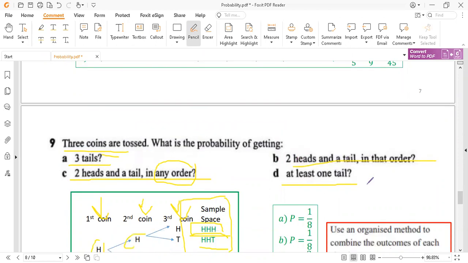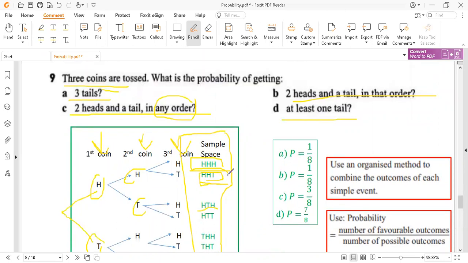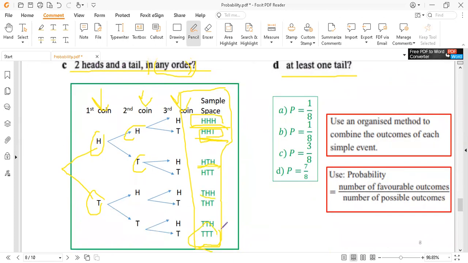B, 2 heads and a tail, 2 heads and a tail in that order: 1, 2, 3. Okay, we have 1 from 8. We don't have another 2 heads and a tail in that order, but in any order, what matters is to have the same 2 heads and 1 tail in the same event, without caring about the order. So we have a 1, we have a 2, we have a 3. Okay, we have 3 over 8.